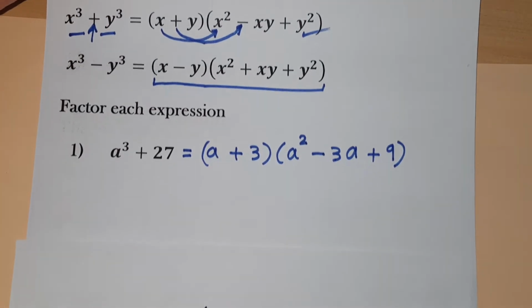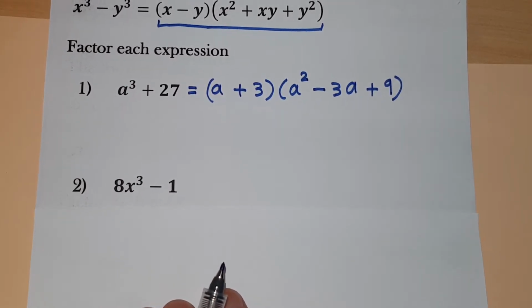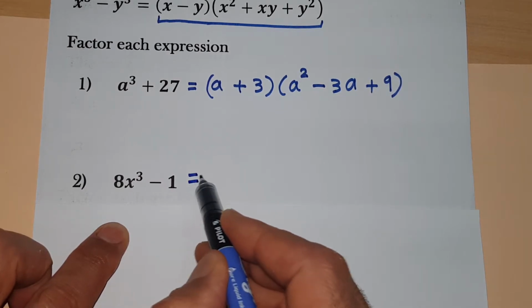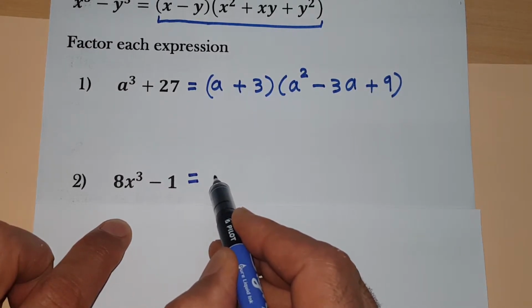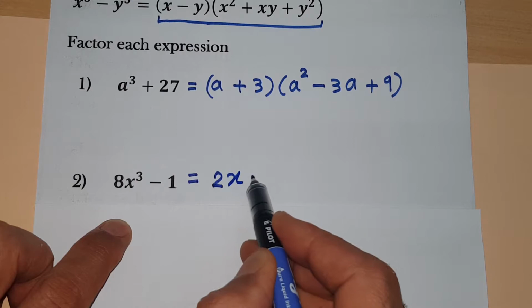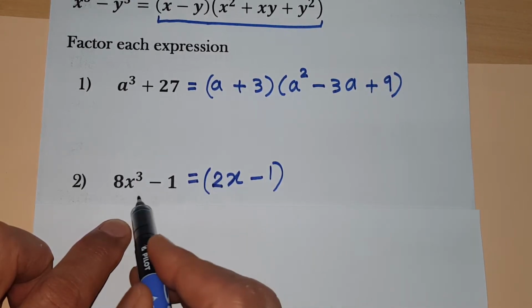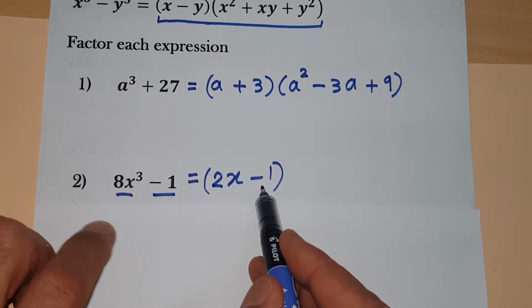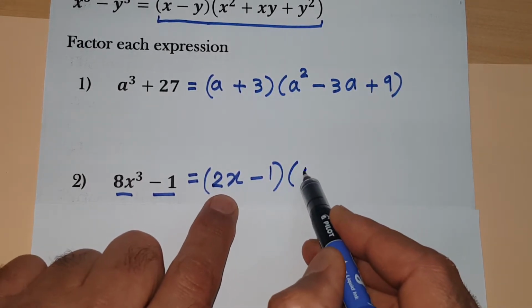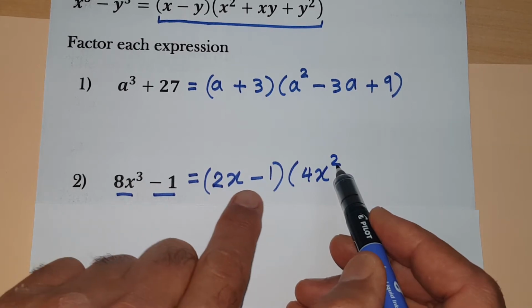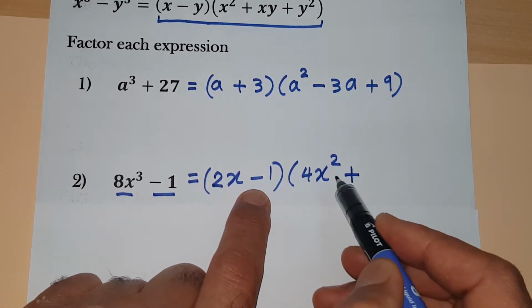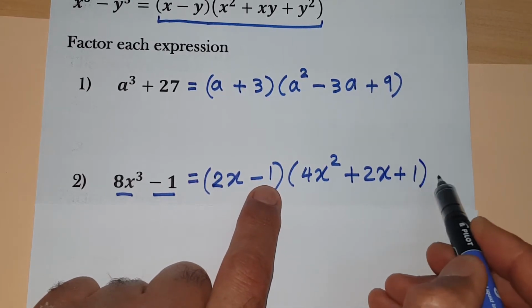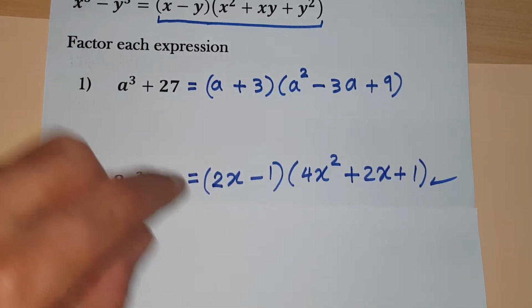Now try with me to solve this question before I do it. You can stop the video and try to factor 8x cubed minus 1. The answer you will get will be 2x minus 1. Of course, you take the cube root of each number. You know the cube root of negative 1 is also negative 1. Times the square of this one, 4x squared. This minus, make the opposite, plus 1 times 2x is 2x. Plus 1 squared is 1. Very easy.